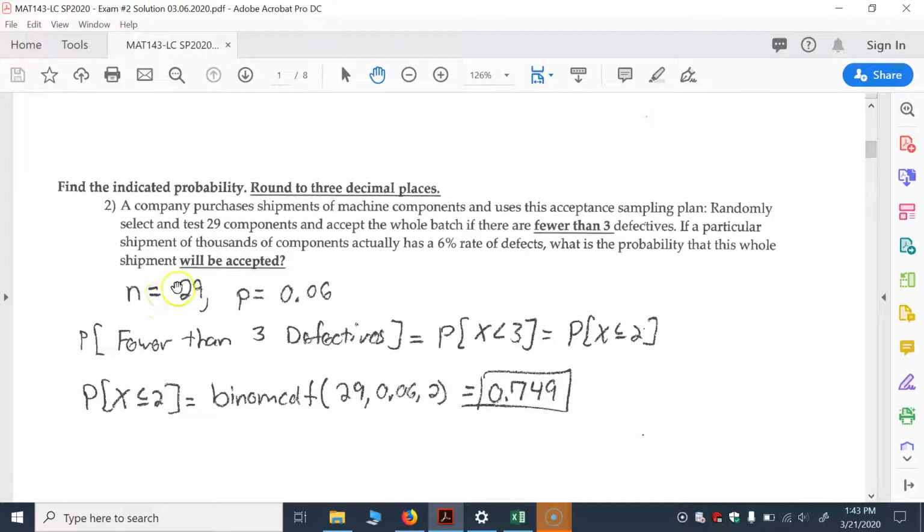Now we test 29 components. N is 29. Probability defective is 0.06. And now we want fewer than 3 defectives. That's X less than 3. But that's the same as X less than or equal to 2. Again, in that case, I can use binomial CDF directly and get 0.749.